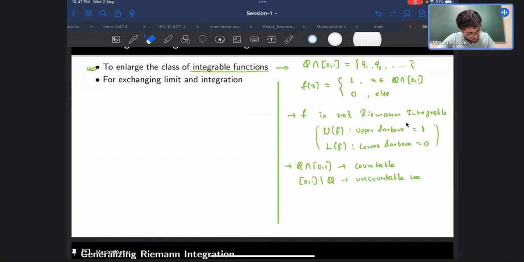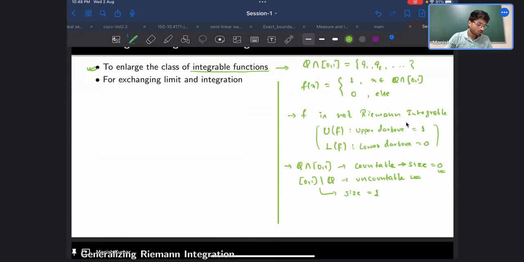So you will see that the size of this set is 0, and therefore, since the size of the interval [0, 1], where size for an interval basically means the length, is 1, the size of this one is 1. This you will see later on: any countable set has size 0 with respect to the Lebesgue measure. So here we are actually talking about the Lebesgue measure.